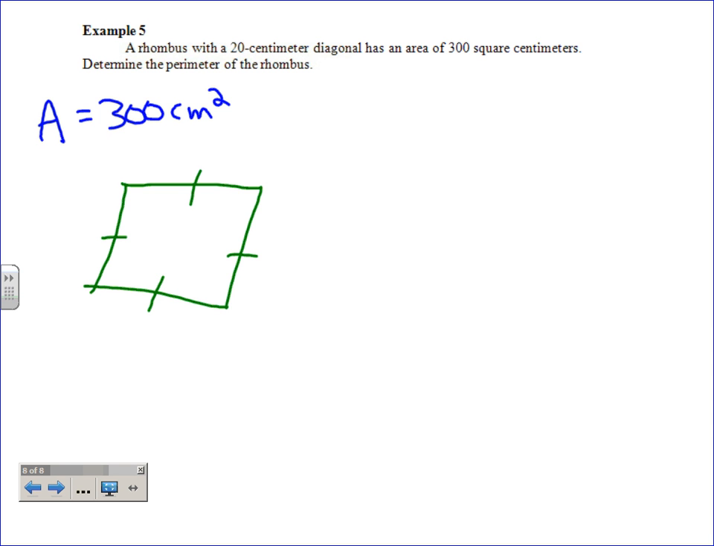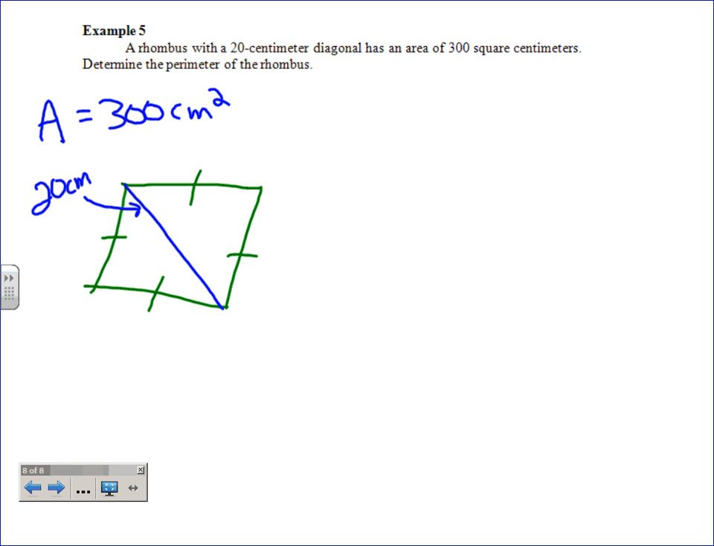We know one of the diagonals is 20. Do you agree in a rhombus one diagonal is going to be longer than the other? So do we know if 20 is the longer one or the shorter one right now? Do we know that? Not really, not off the top of our head, so just pick a diagonal. There we go. That one's 20 centimeters.